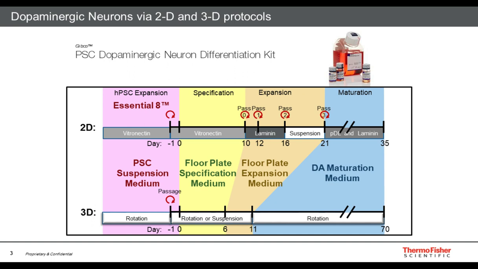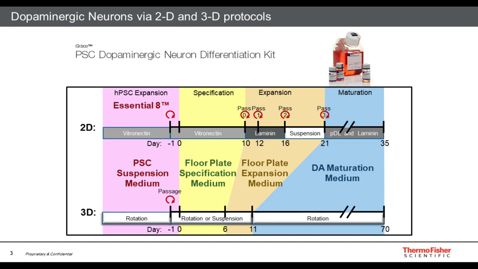At the top of the chart is the workflow that's been optimized for 2D differentiation. Specification occurs in attached culture on vitronectin, followed by 2 passages onto laminin. At day 16, the dissociated cells can be cryopreserved if you wish. After day 16, the floor plate cells are expanded in suspension culture for 5 days and then passaged onto poly-D-lysine and laminin for the final maturation.